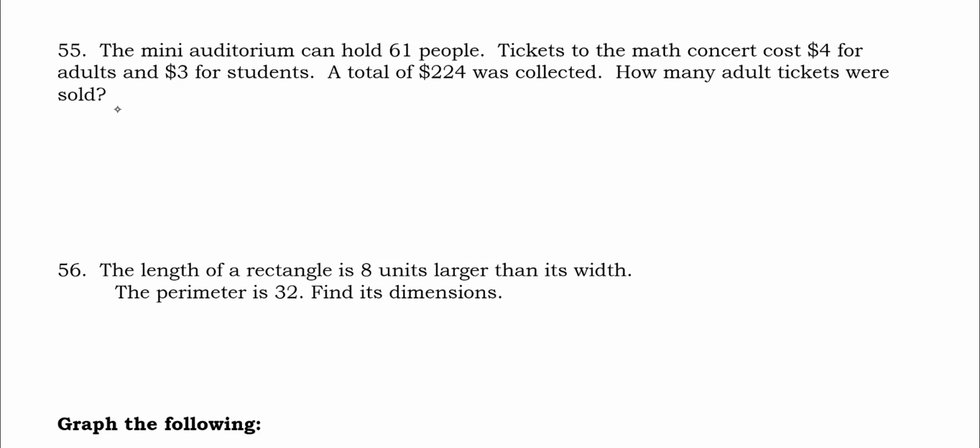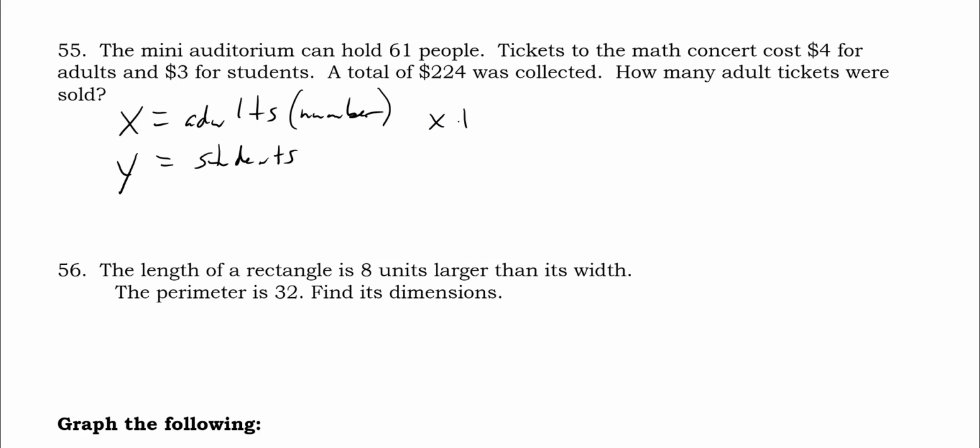Okay, so I'm going to say x is equal to the total number of adults, and y is the number of students. If I have 61 people, that just means x plus y equals 61. And it's $4 for an adult and $3 for a student, and I'm going to collect $224. That's the setup.